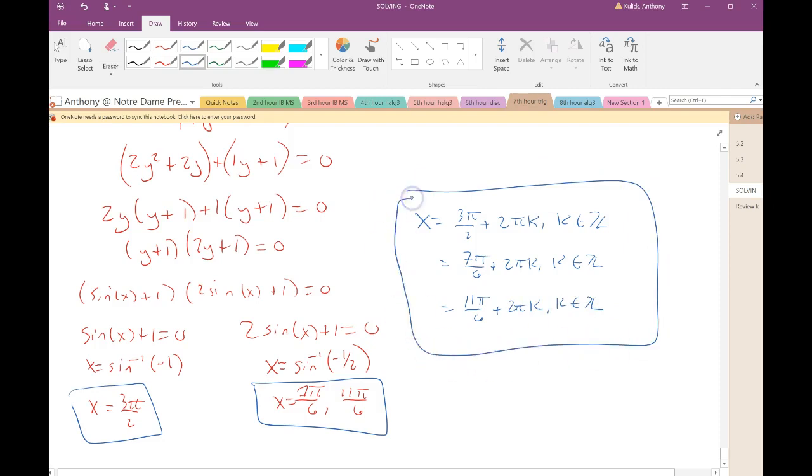So there are all the solutions. Again, to find all the solutions, all you need are the solutions between 0 and 360, and then you tack on a 2 pi k or 360k at the end of them. And that ought to do ya.